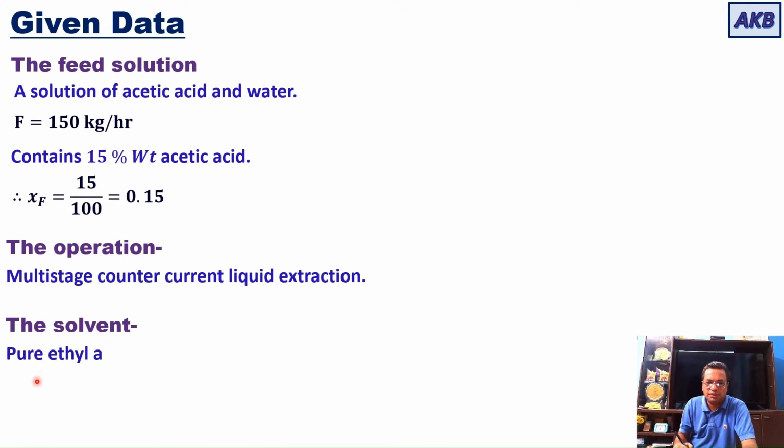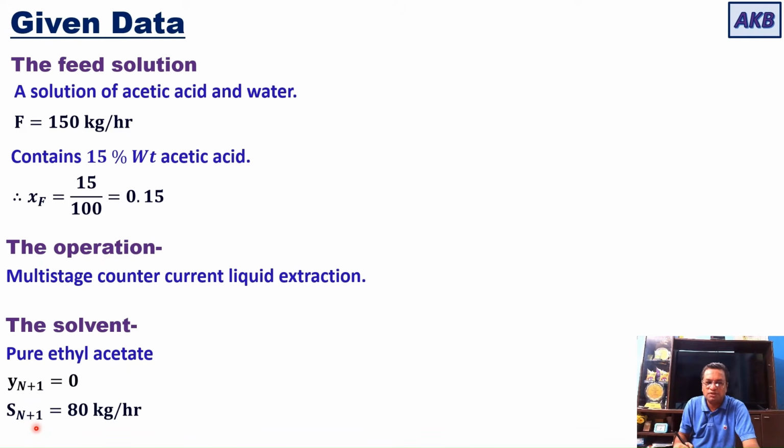The solvent to be used is pure ethyl acetate, which means there is no solute in it. So as per our notation, yn plus 1 is equal to 0. In order to know the notations, I'm sure you must have watched my previous video where I have explained all the notations that I have used. So since pure ethyl acetate is used as the solvent, yn plus 1 is 0.